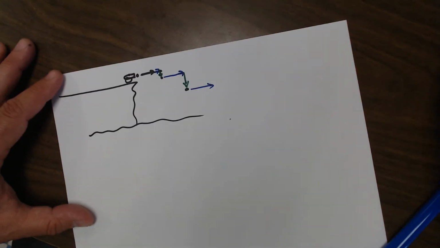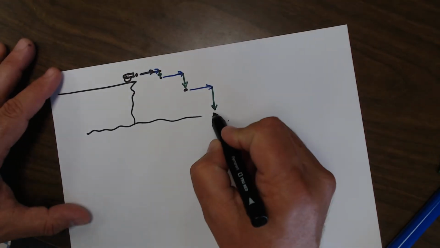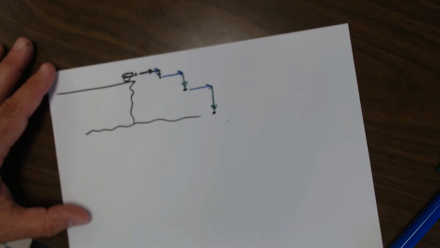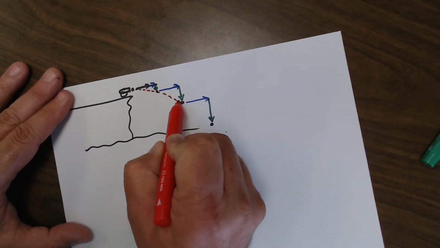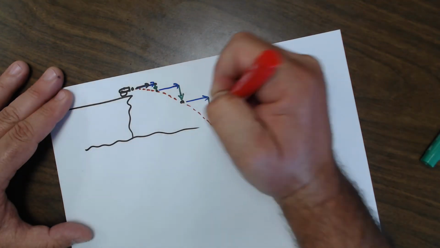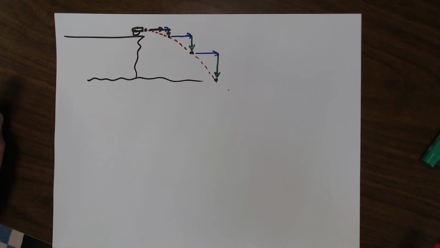Oh, I got a little carried away there. And drop even more and wind up down here, and I think that's just about it. That's where the ocean is. And you'll see that this is also a parabola, but it's a parabola that's half a parabola downward. That's the shape of that trajectory.